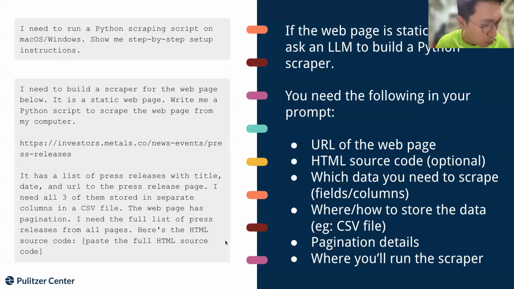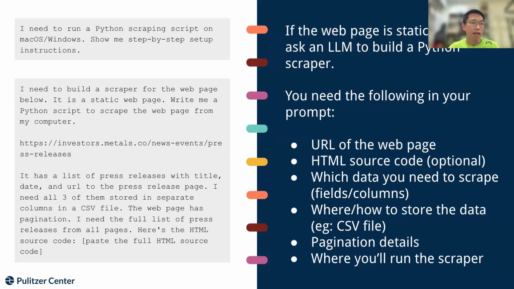All right, so once you know that this is a dynamic or a static website, the next step is you can actually ask an LLM to help you write a web scraper for the website. If it is a static website, that is very easy. You just have to provide the 6 different items in your prompt. Which is, where's the web page? You give the URL. If you want to copy paste the whole HTML source code, you can do that. Sometimes if the LLM, like ChatGPT, is able to visit the website, it is able to access the HTML source code, so you don't have to copy paste it.